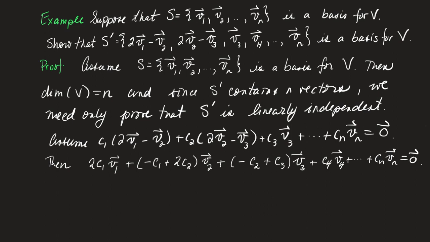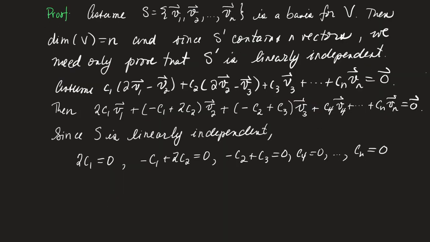But I know that S is a basis for V. And what that tells me is that this set is linearly independent. So when I have a linear combination like this equal to the 0 vector, I know that each of the coefficients has to be 0. So I've gone ahead and written that down. So I have 2C1 is 0, minus C1 plus 2C2 is 0, minus C2 plus C3 is 0, etc.